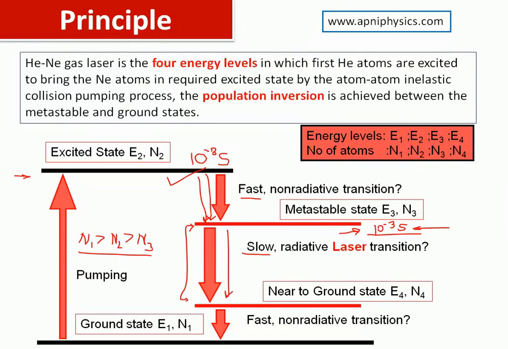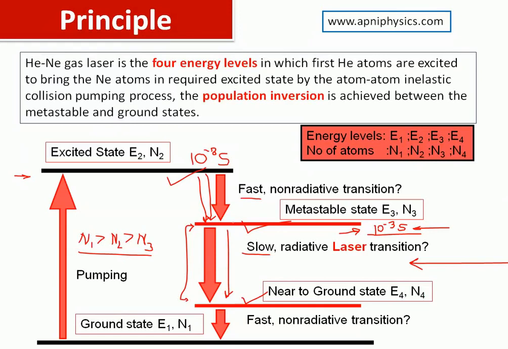And in this particular situation, when population inversion is achieved, where is it achieved? In between the metastable state and the excited state and the ground state. In which state? This one and this one. In these two, population inversion is achieved.